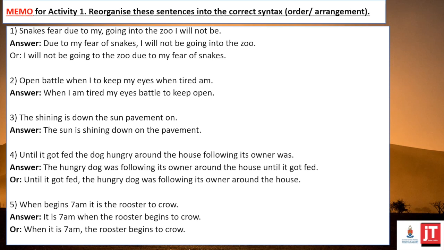Okay. Number 3, the shining is down the sun pavement on. Okay, the answer, the sun is shining down on the pavement. We've got the subject, we've got the object, the syntax is where it needs to be. Number 4, until it got fed, the dog hungry around the house following its owner was. Answer, the hungry dog was following its owner around the house until it got fed.